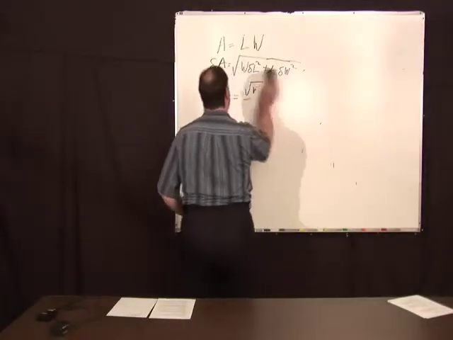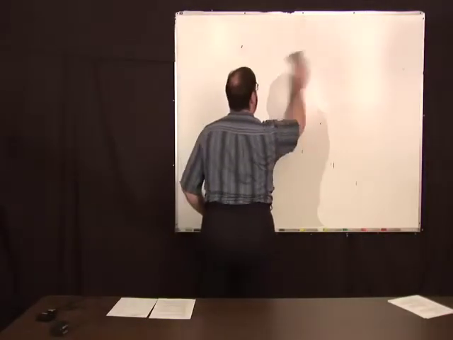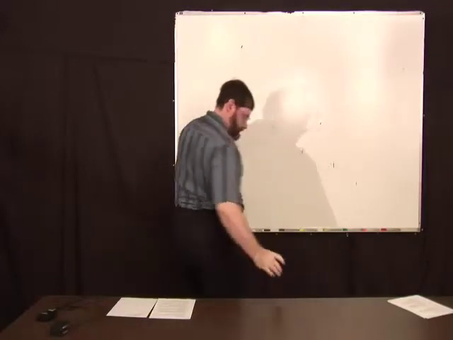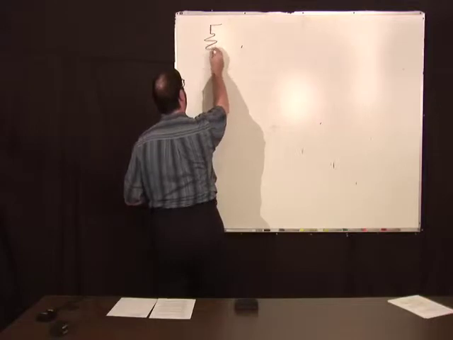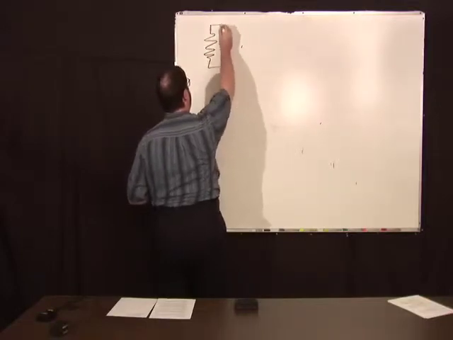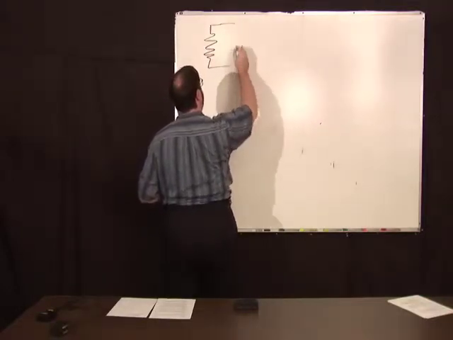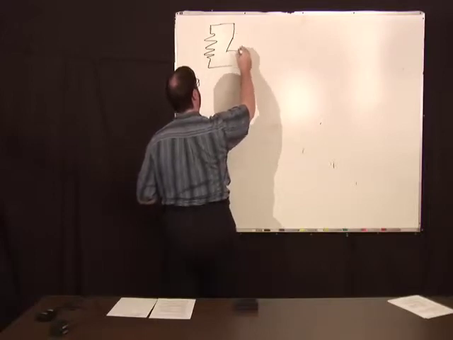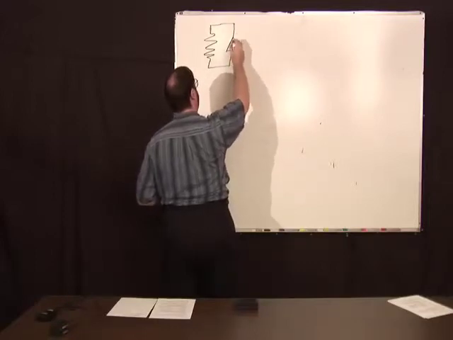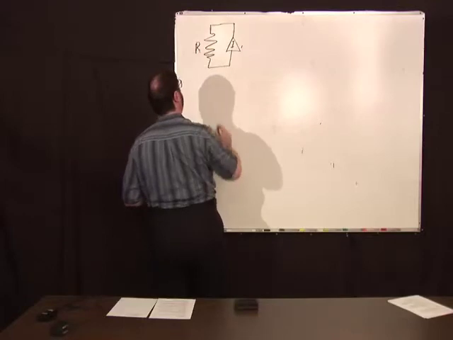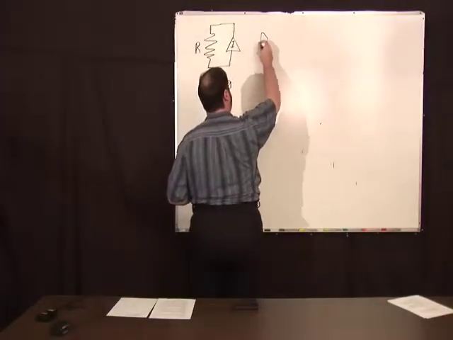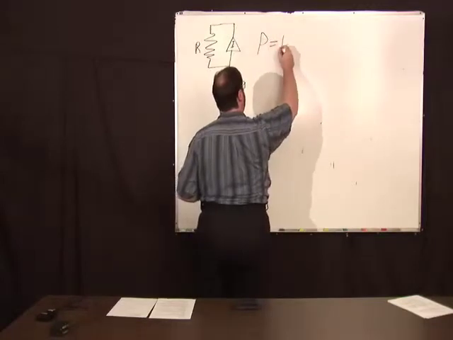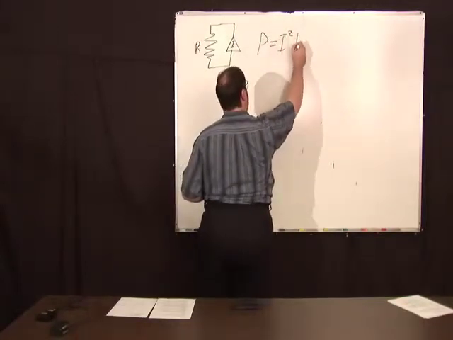Just as another set of examples, let's talk about DC power dissipated by a resistor. We have a current source and a resistor. The power dissipated by a resistor follows the equation P equals I squared R.